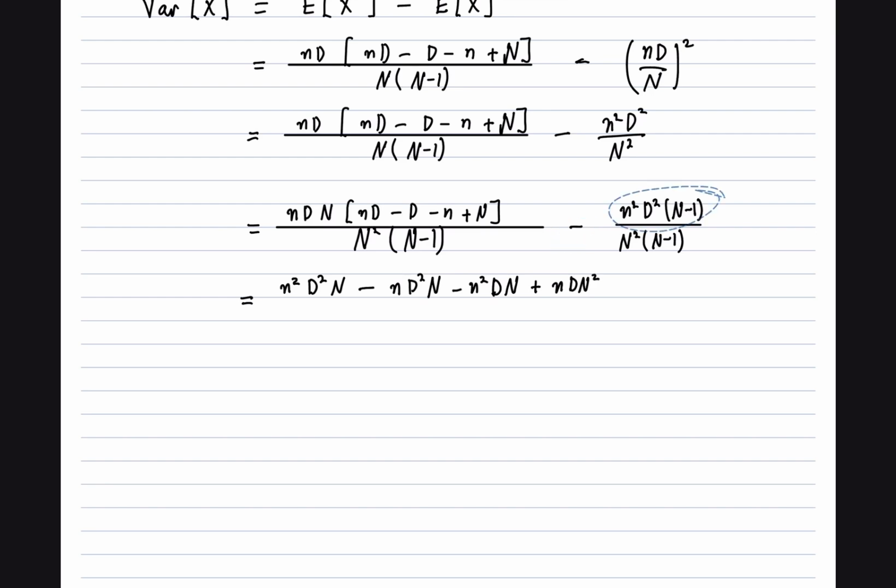And we're subtracting this expression here. I'm just going to expand it out. That gives me minus n squared D squared N, plus, the reason it's a plus is because it's minus the negative here, plus n squared D squared, and I'm going to put that all over a fraction, N squared (N minus 1). And something brilliant happens here, because this n squared D squared N cancels with this negative n squared D squared N, and so now I can pull all the terms together to see what's left over.